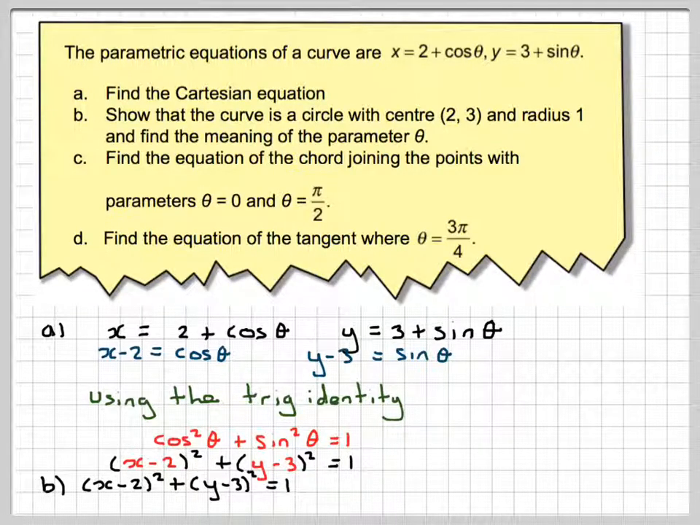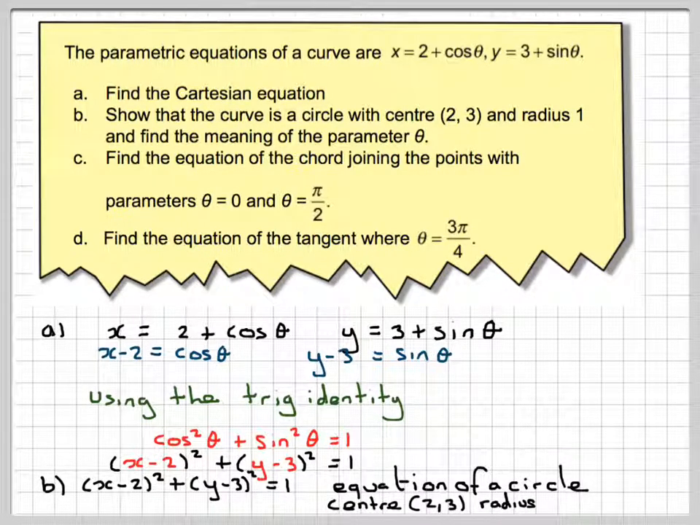B. This is actually an equation of a circle. x squared plus y squared equals r squared is the general form of a circle with center 0 and radius r, but this has been moved. So here we have a center of (2, 3) and a radius of square root of 1, which is 1. So this is an equation of a circle, center (2, 3) and radius 1.